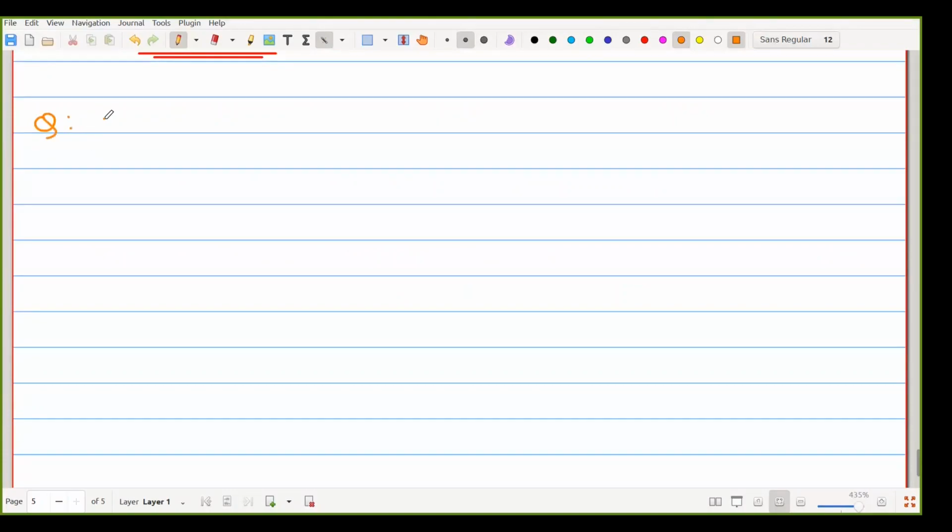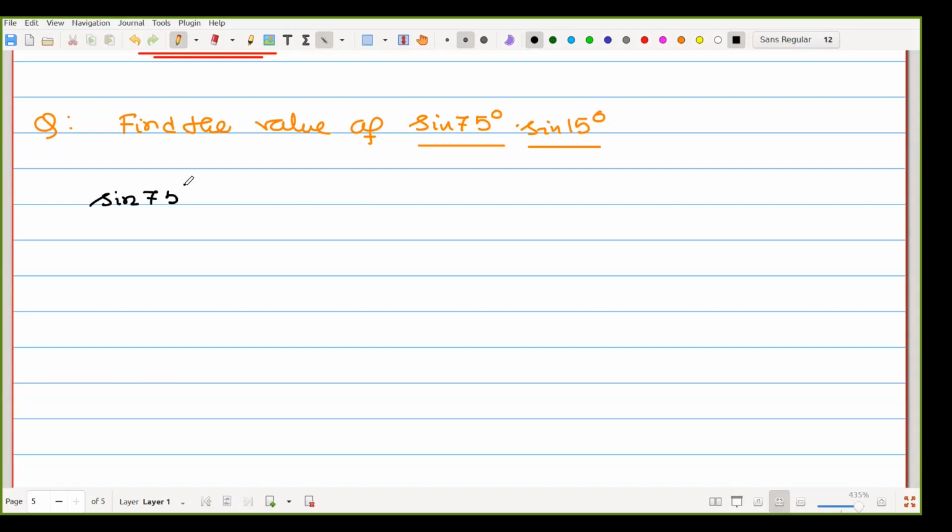First question: find the value of sin 75 degree into sin 15 degree. Whatever we have to find out, look, it is sin A sin B. So we are proceeding. We are writing at first sin 75 degree into sin 15 degree.